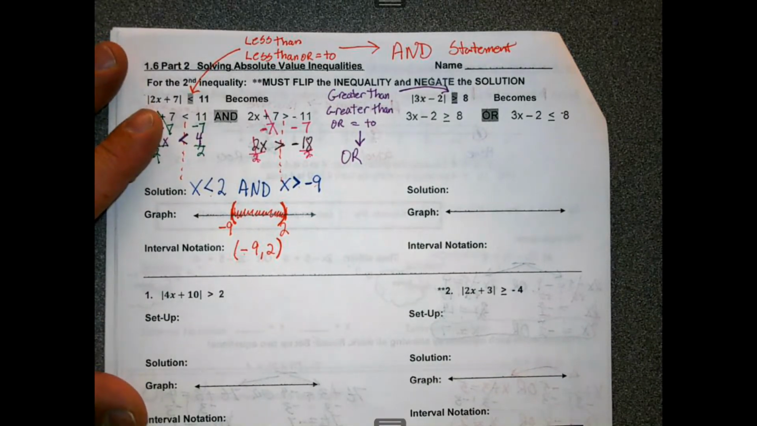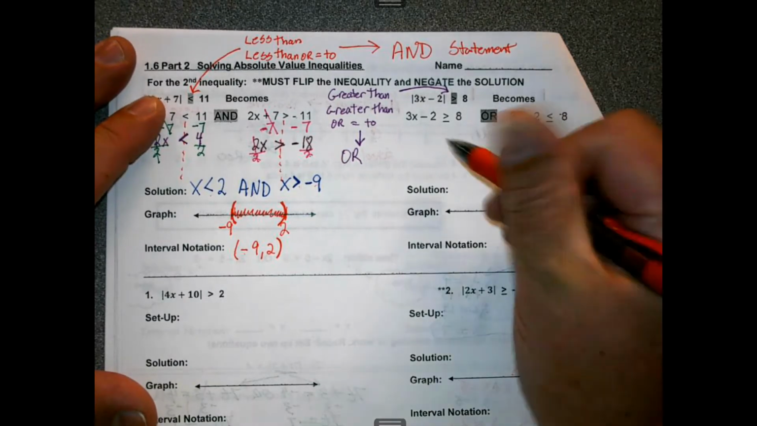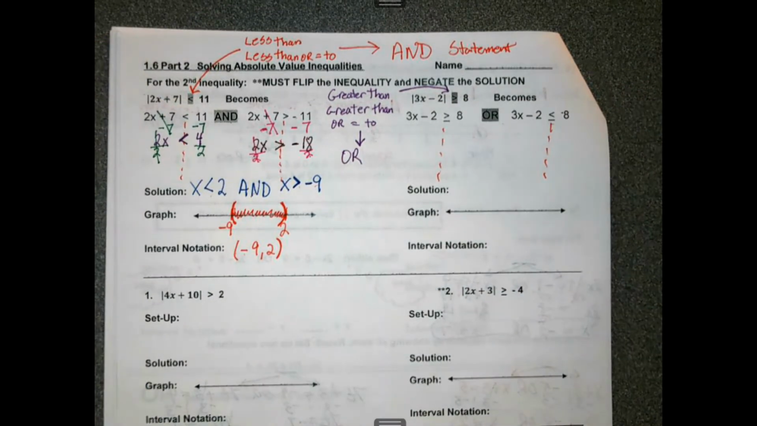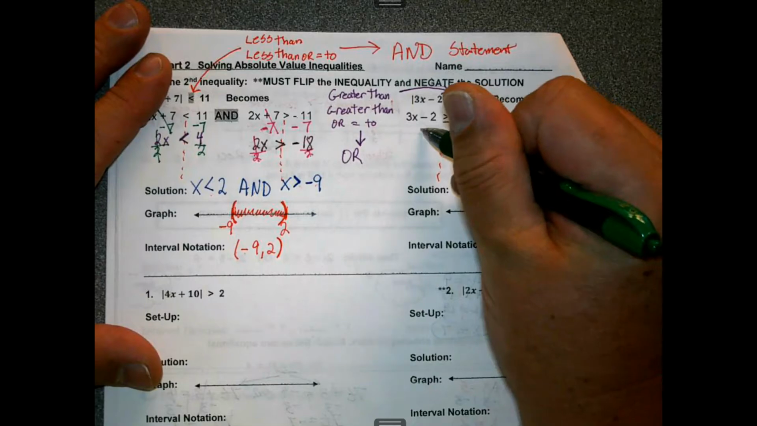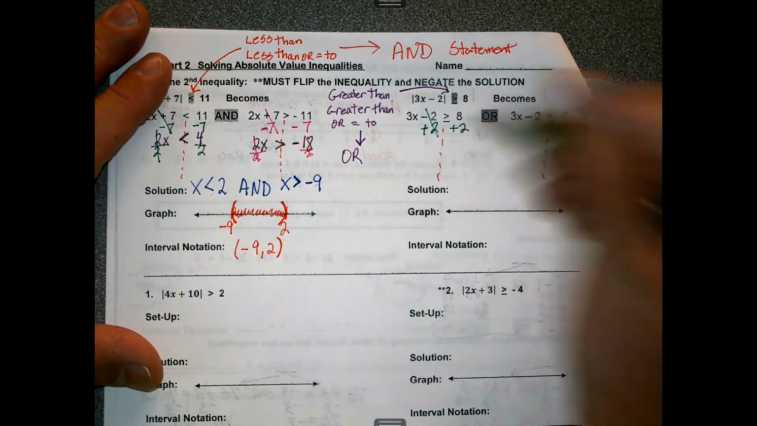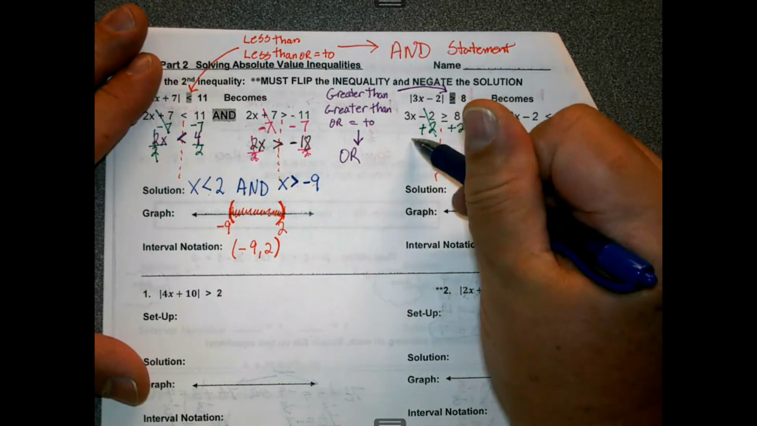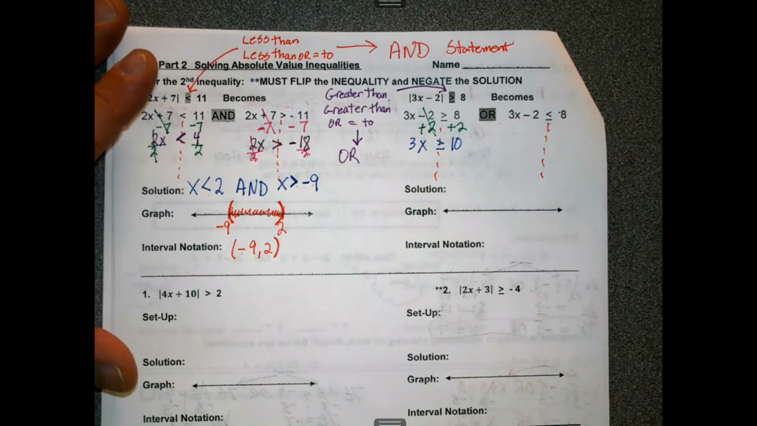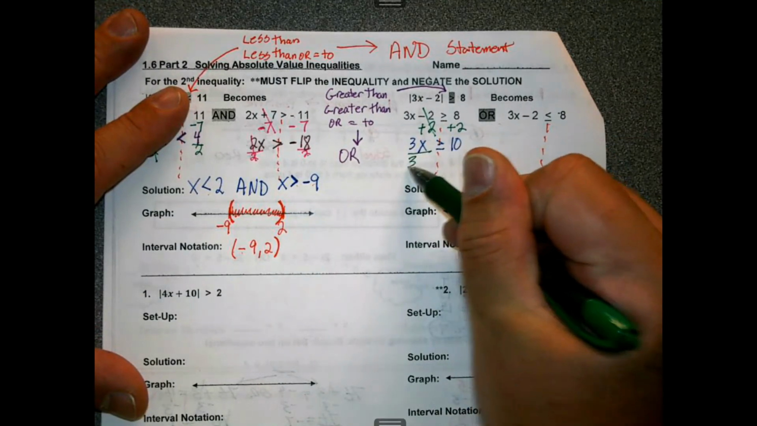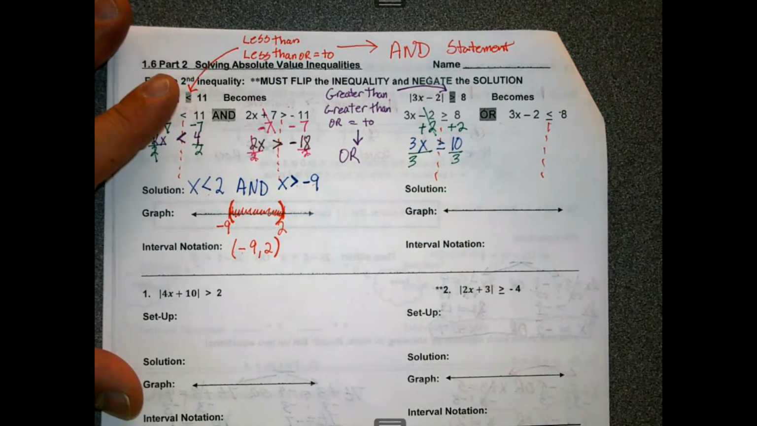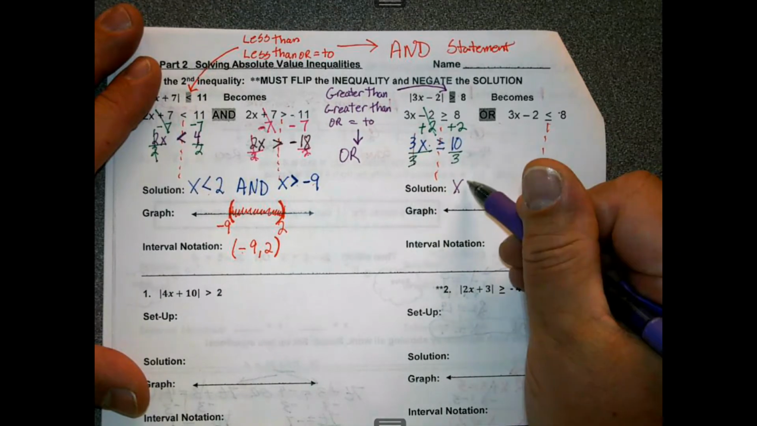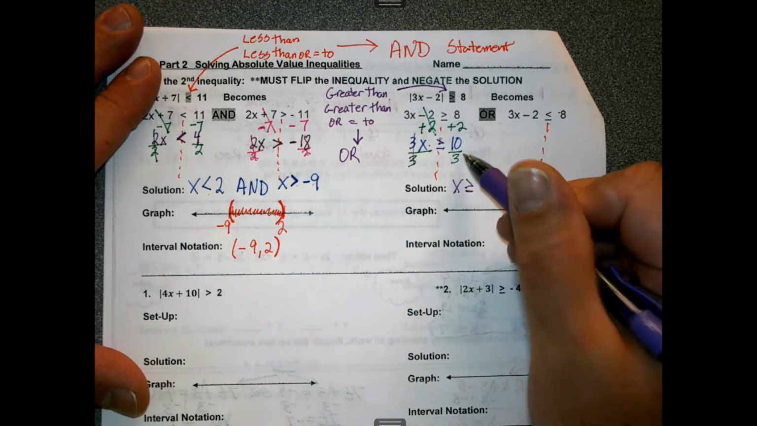All right, "or" problem. Again, they went ahead and set this up for us, so we don't even get to use our new stuff yet. So let's go ahead and solve this. I'm going to add 2 to both sides. So I get 3x is greater than or equal to 10. Going to divide by 3. So this solution is going to be x is greater than or equal to, because I'm dividing by a positive, 10 thirds.